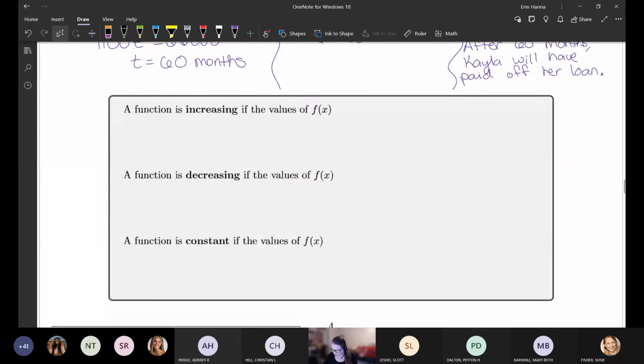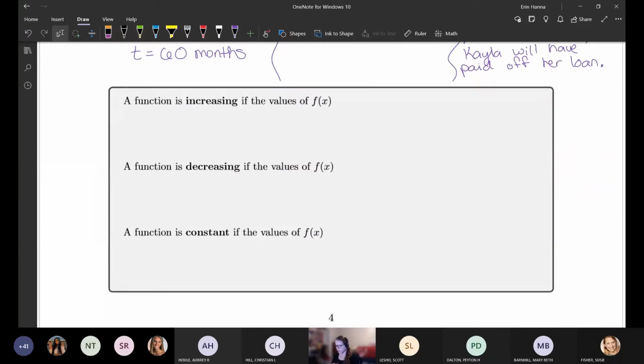All right, let's finally finish this first set of notes, and we're probably going to move on to our next set as well. So the next set of definitions is for increasing, decreasing, and constant. A function is increasing if the values of f of x, so essentially the y values, are increasing as the values of x increase.